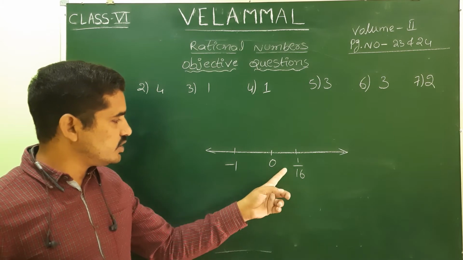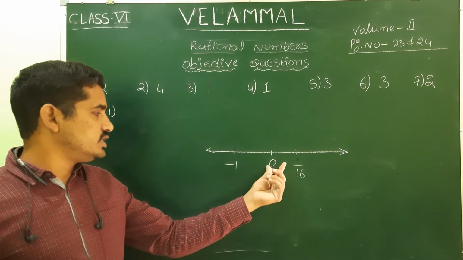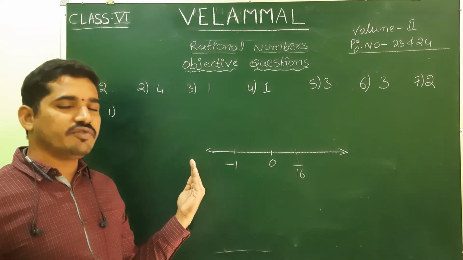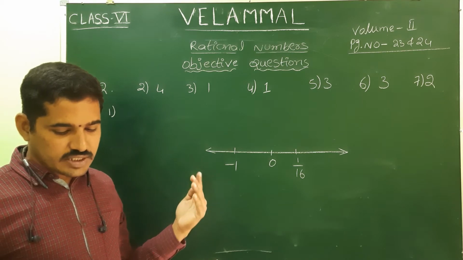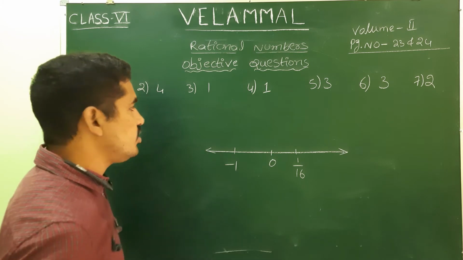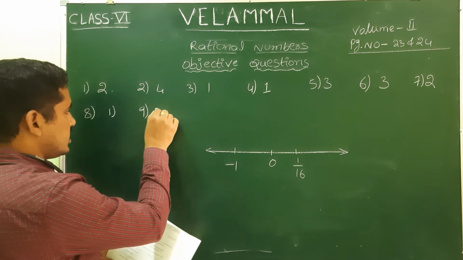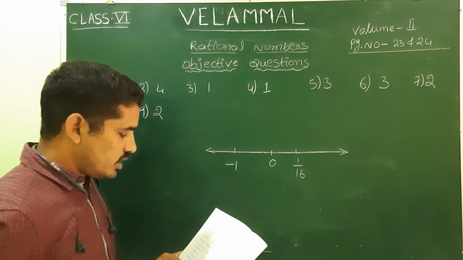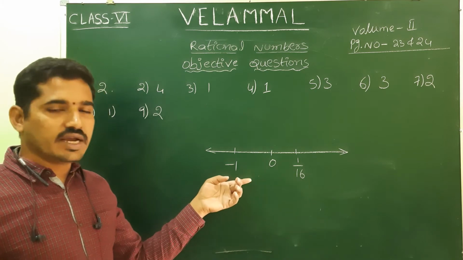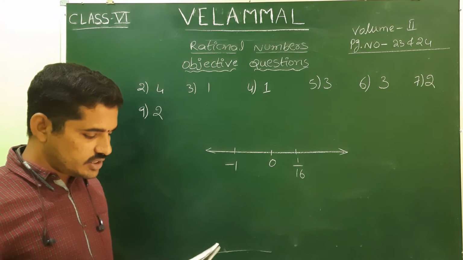If you observe here, both have different signs. They are on opposite sides of 0. If 1 by 16 is on the right-hand side, then minus 1 is on the left-hand side. So they are on opposite sides of 0 on the number line. So for the ninth question, we can take the answer as the second option. The third option is that they represent the same number. One is a positive number and the other a negative number, so it will not show the same number. So the third option is not correct.